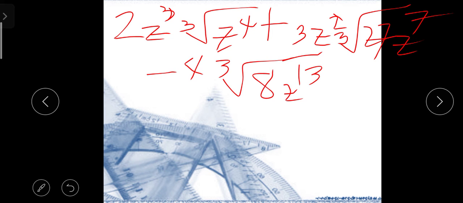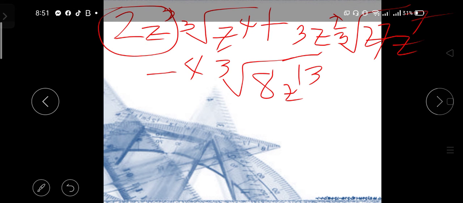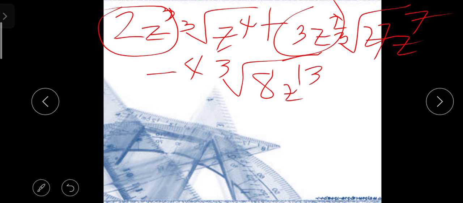Paano ba ito pagkakasyahin? Okay. So, yung first term natin, set aside muna natin tong mga nandito sa labas na 2z cubed, 3z squared, at negative 4. So, focus muna tayo dun sa mga terms na nandun sa loob. So, we have z cubed, z raised to the 4th power.